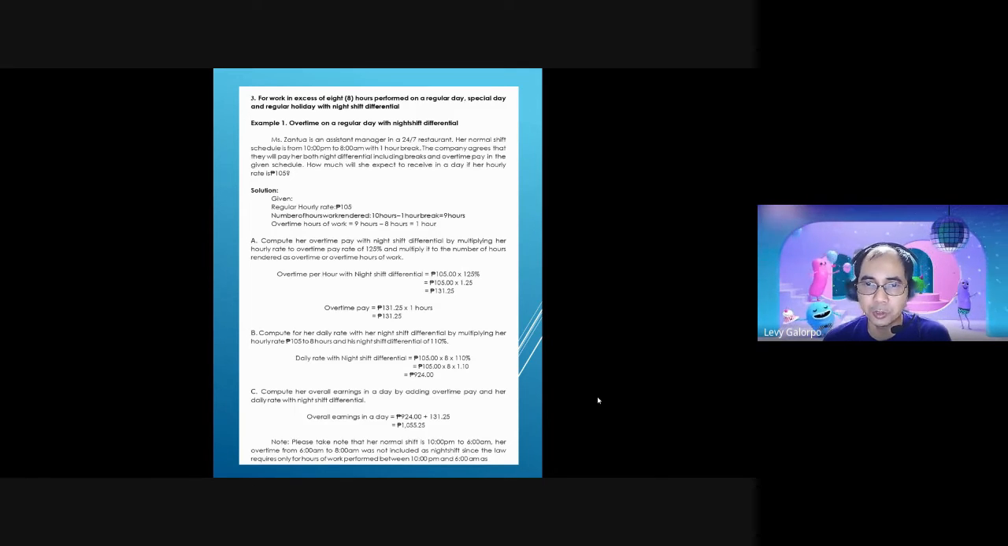Overtime per hour with night shift differential. 105, i-multiply natin sa 125% para makuha natin ang 131.25. Yun yung kanyang overtime pay. Compute for her daily rate with her night shift differential by multiplying her hourly rate, no? 105 to 8 hours and his night shift differential of 110%. So 105 times 8 hours times 110% is equals to 924.